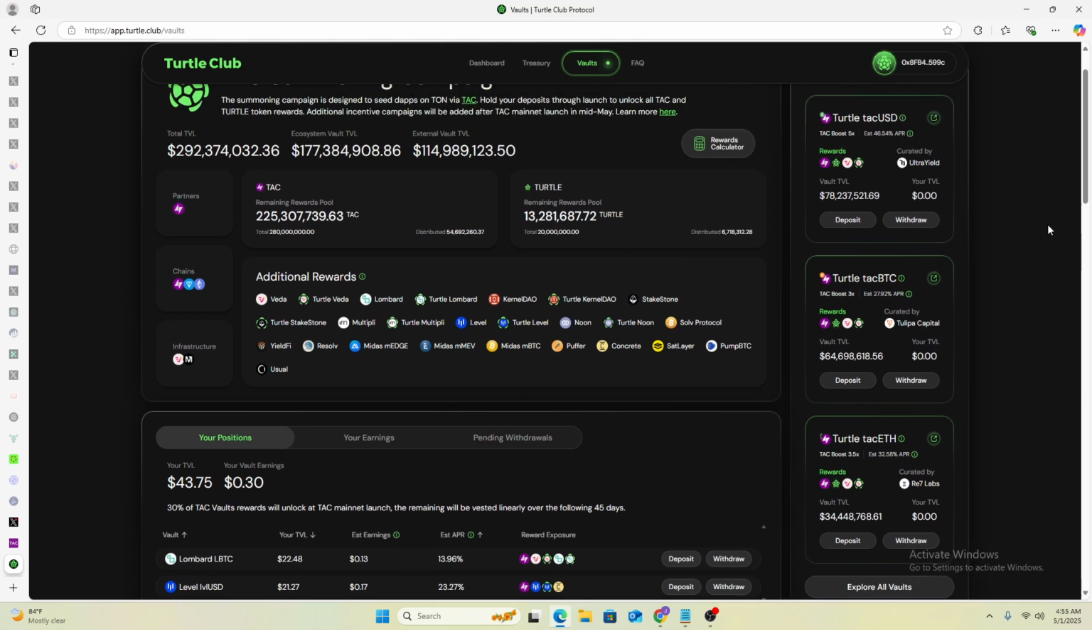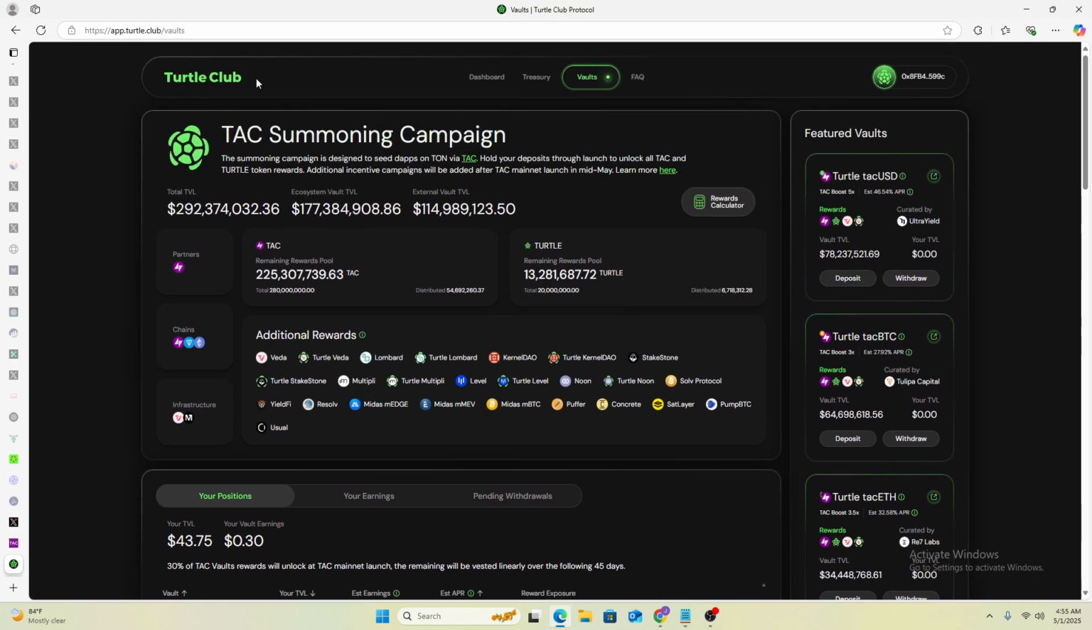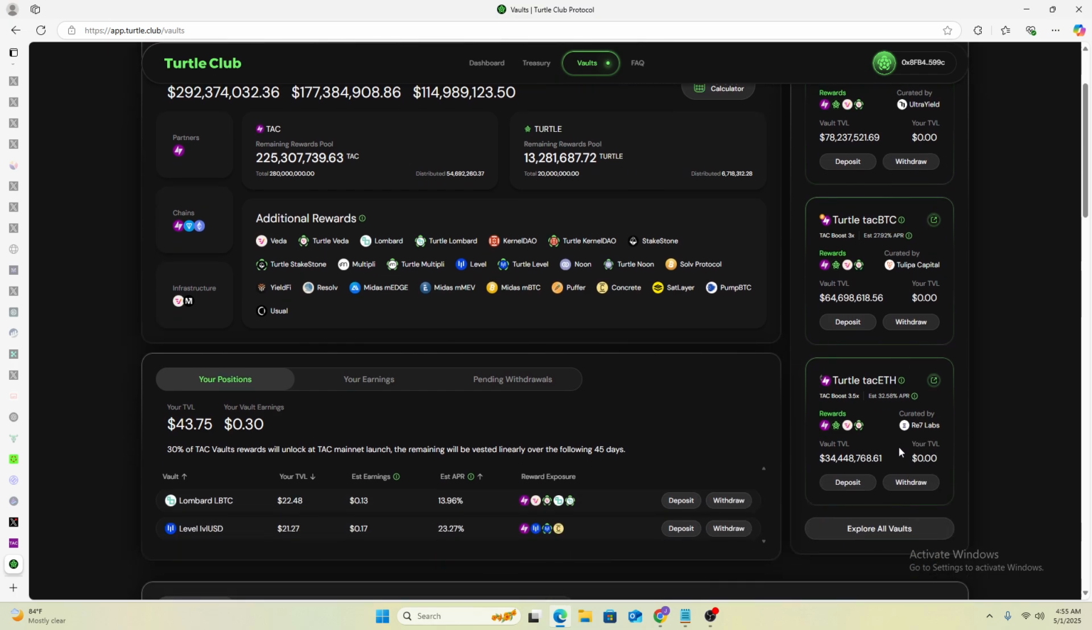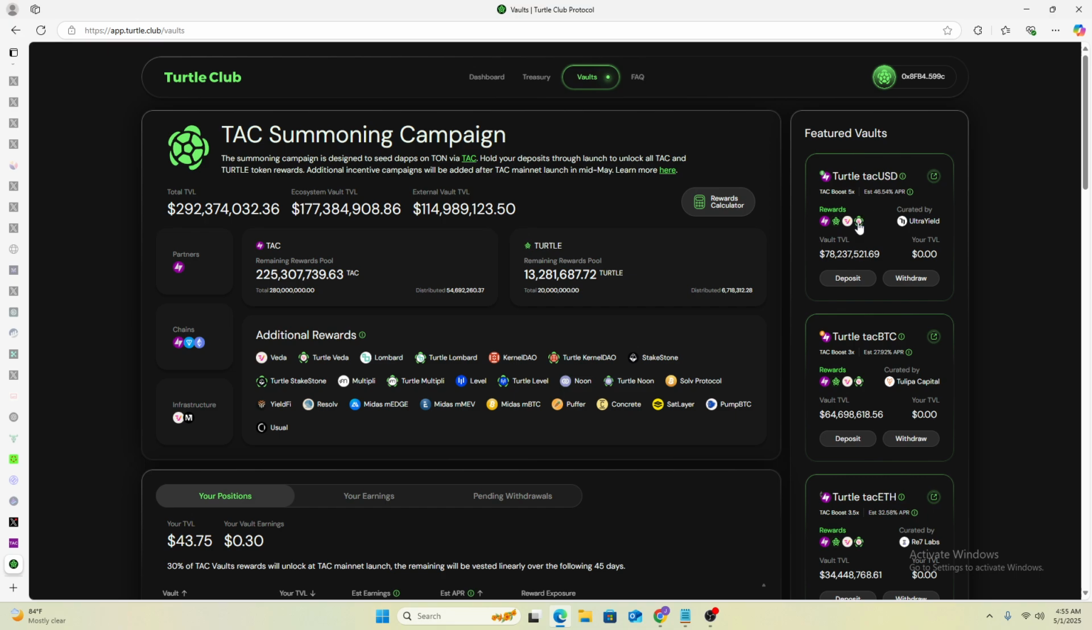You have the option of depositing into the native pool of Turtle here, whether it's your USD, your Bitcoin, or ETH. Now, in all of these pools, you'll be earning Veda points, you'll be earning Turtle points, and earning a 5x boost on your TAC earning. So it's evident you'll be getting TAC rewards. It's defined what you'll be getting. The APR is 46% on this USD pool.